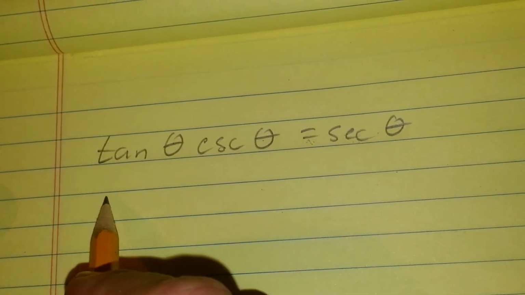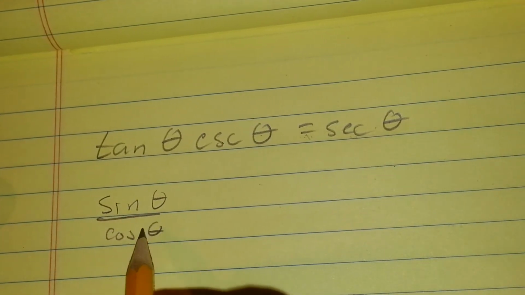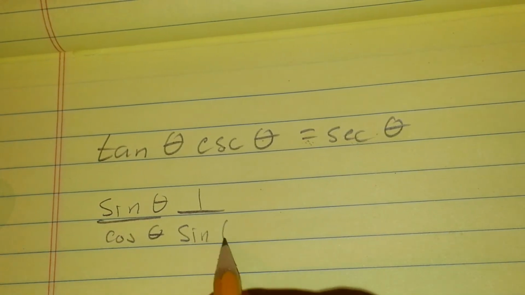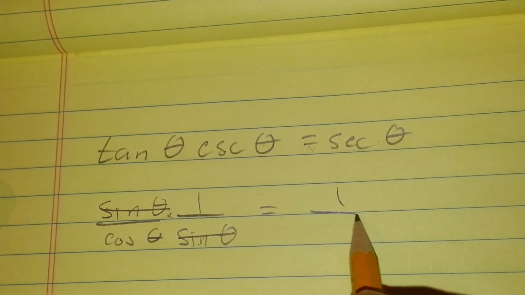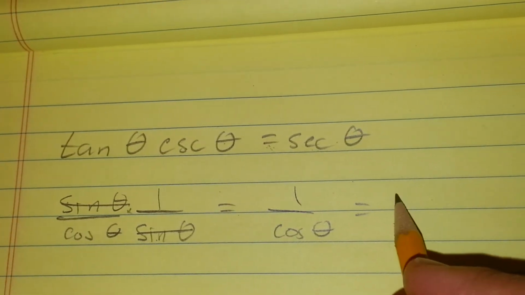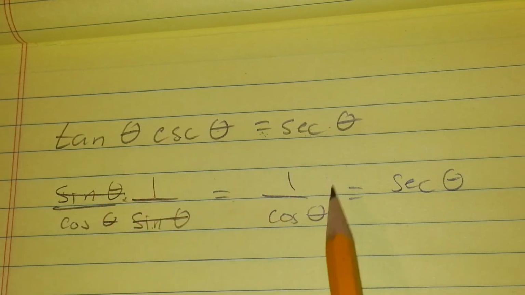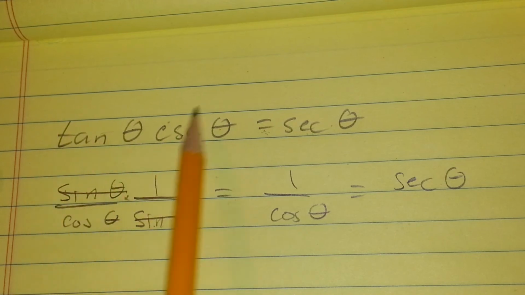So let's just substitute. What's tangent theta? Sine theta over cosine theta, and this is multiplied by cosecant, which is 1 over sine theta, right? Well, the sine thetas are going to cancel, and what am I left with? 1 over cosine theta. Well, what's secant? That equals secant theta. So this is a simple case of me just simplifying and showing that this equals this.